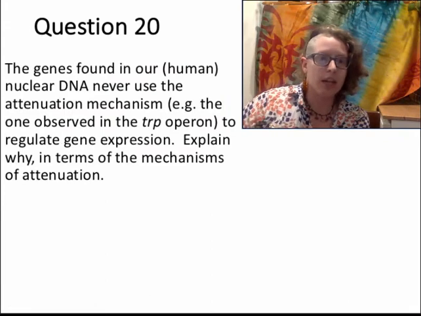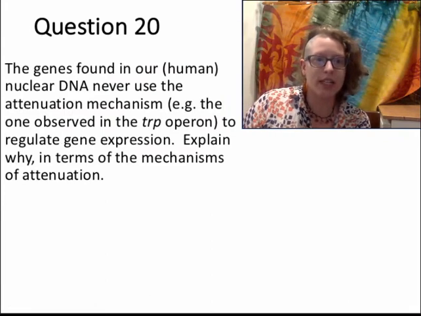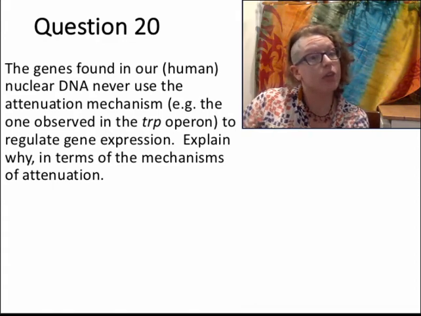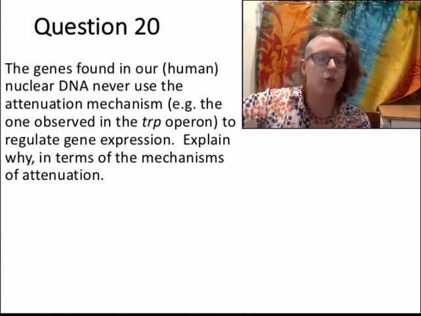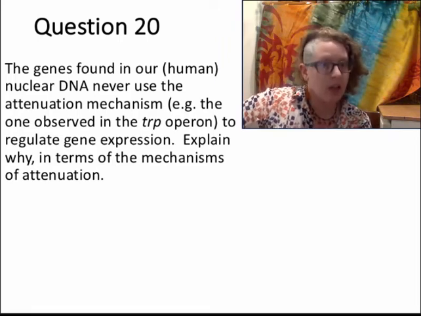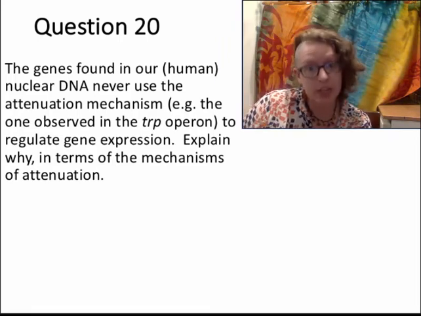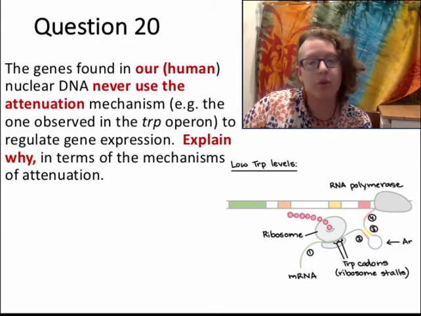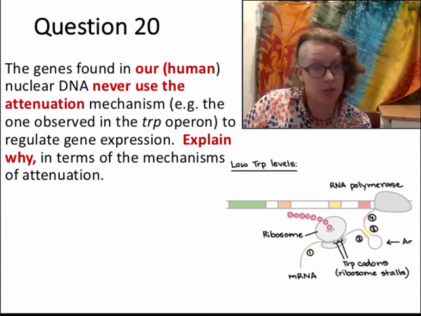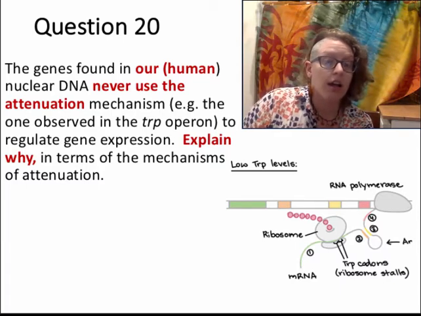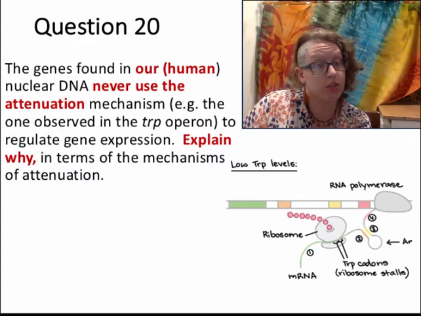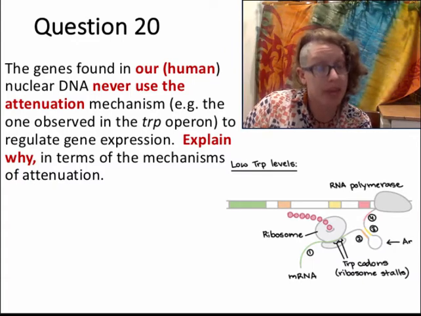All right, almost done. Home stretch. Question 20. The genes found in our human nuclear DNA never use the attenuation mechanism like the one observed in the tryptophan operon to regulate gene expression. Explain why in terms of the mechanisms of attenuation. Here are the important parts. I've thrown in an attenuation image for reference. Again, this needs to be in your head, this attenuation image. You should be able to draw this and make it make sense to yourself.